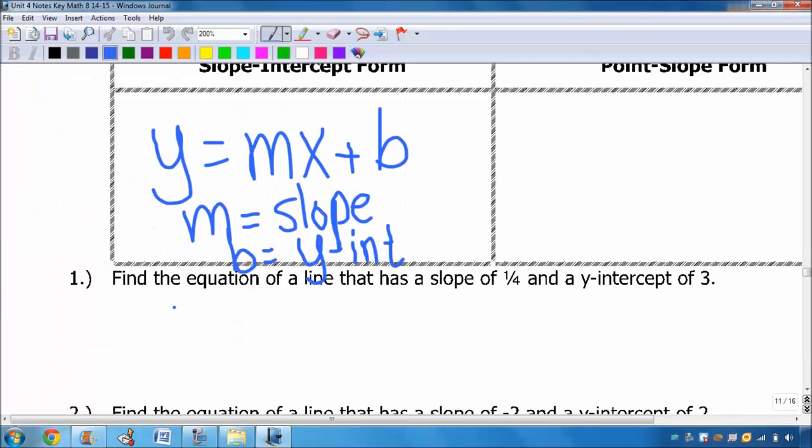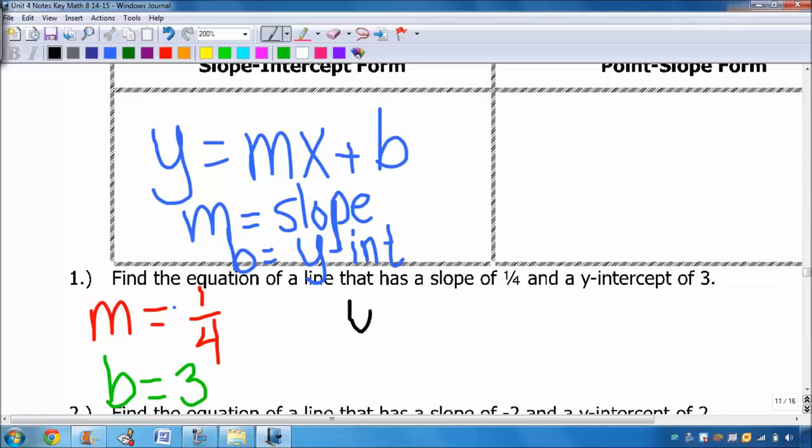Number 1 says, find the equation of a line that has a slope of 1/4 and a y-intercept of 3. Well, you need two things to find the equation of a line. You need the slope, which is 1/4, it tells you the slope, and you need the y-intercept, which it also tells you that it's 3. So if the equation of a line is y equals mx plus b, and you know both pieces of information, your equation is nice and easy.